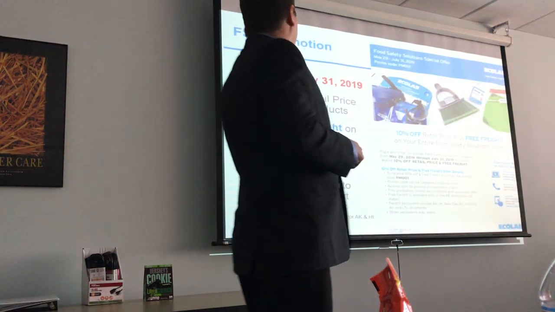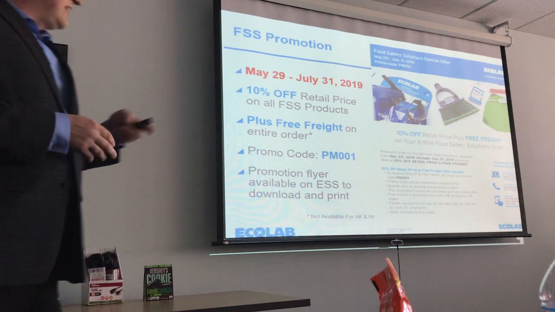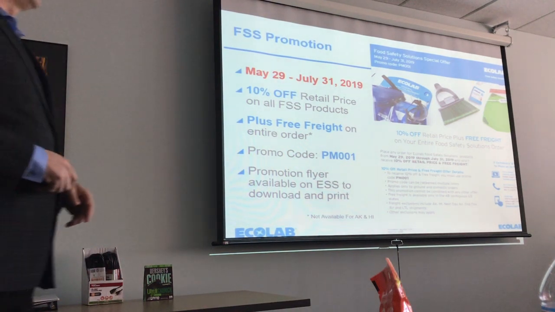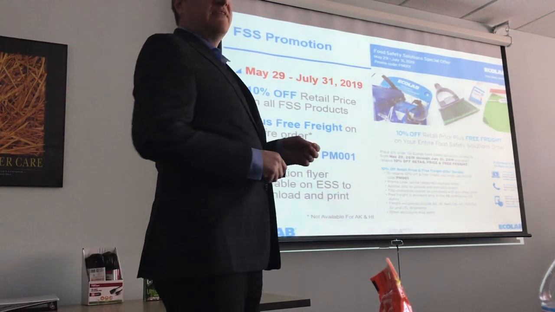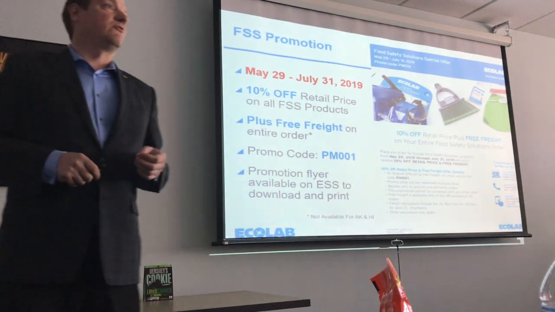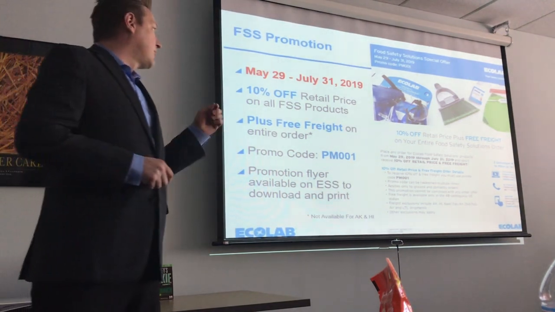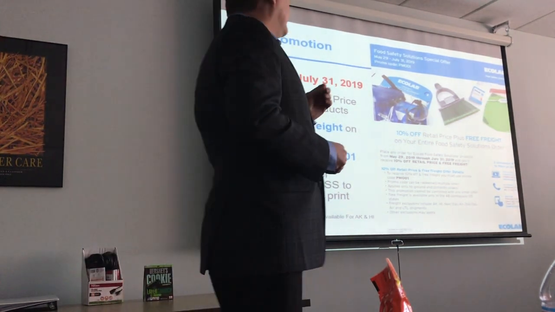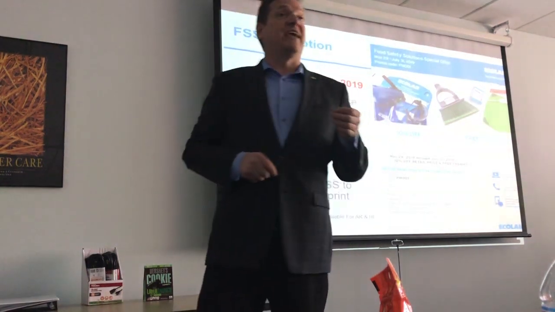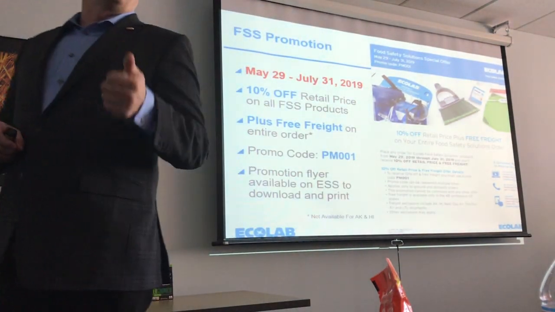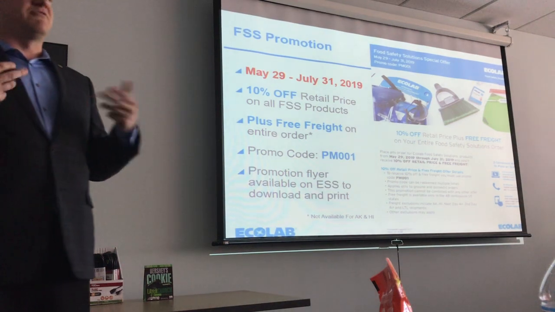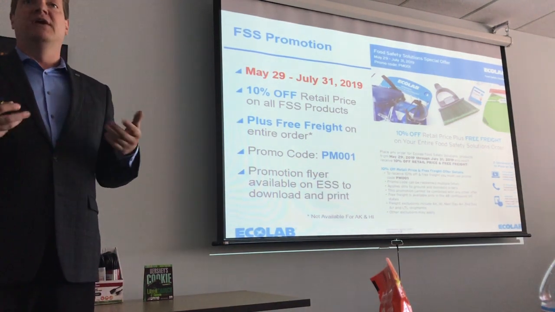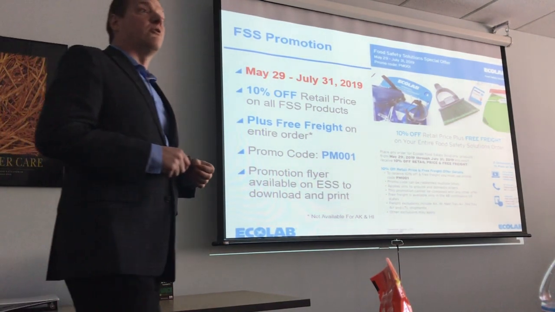All right. This is the promotion to help you guys get after June and crush June. We're doing 10% off everything in the catalog and free shipping. Free shipping's up to 250 pounds. Promo code is PM001. This is a great time to get after anything that's heavy and bulky: floor mats, Duralock, care pods, stuff that costs a lot of money to ship. Leverage that free shipping to try to get an order in the house.